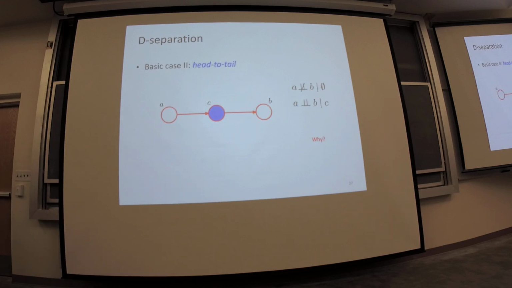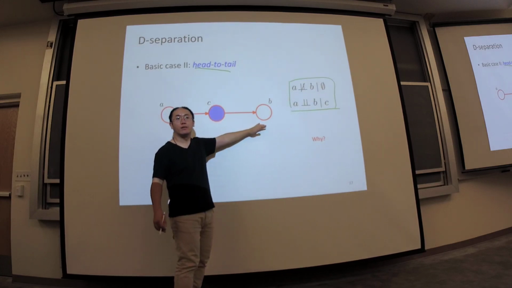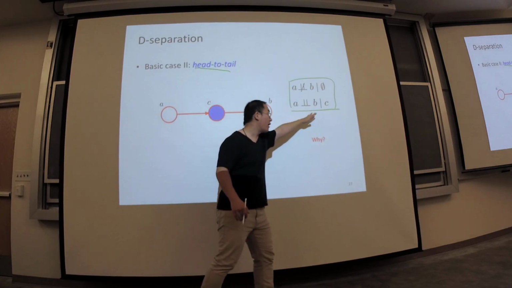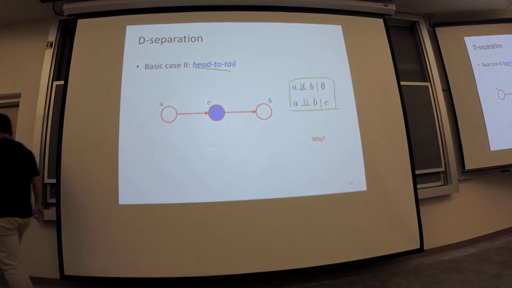So let's look at another, second basic case. It's called head to tail. So again, we look at how the edges meet at the node which we condition on, C, right? So this is a head, and this is a tail. That's why it's called head to tail. For the head to tail case, we still have a similar conclusion. Again, if C is not observed, conditioning on nothing, A and B are usually not independent. But if we condition on C, we can safely conclude that A and B are independent. And we can verify this again.